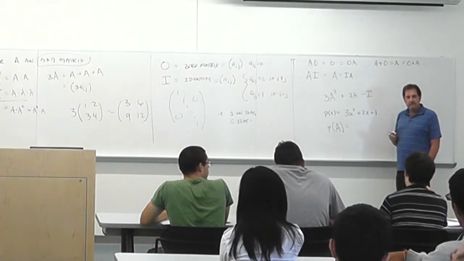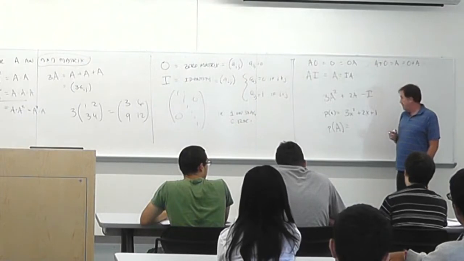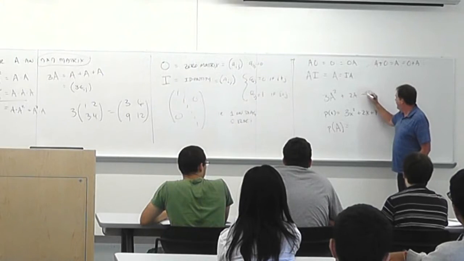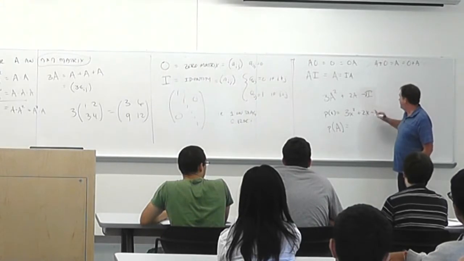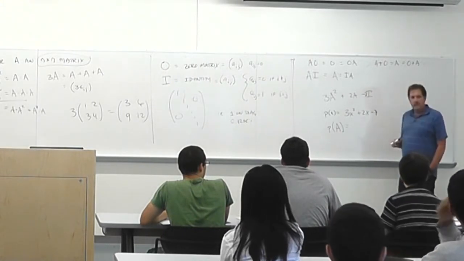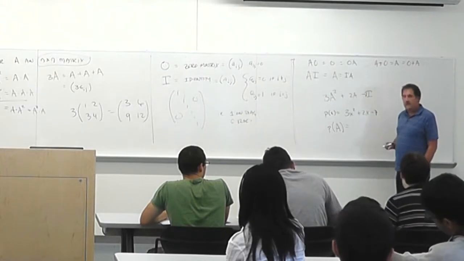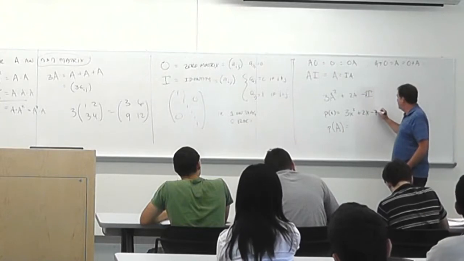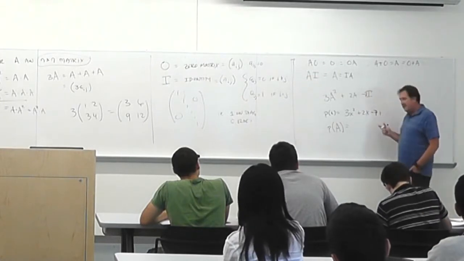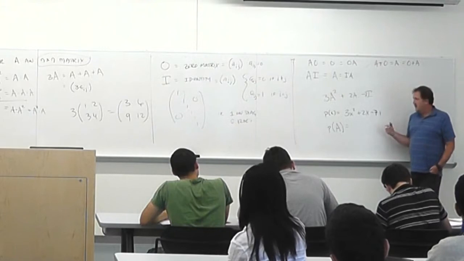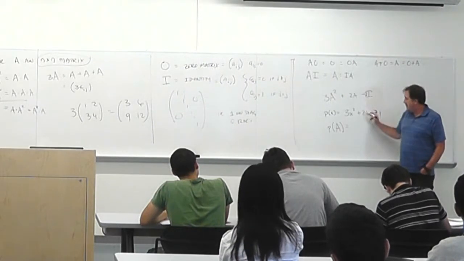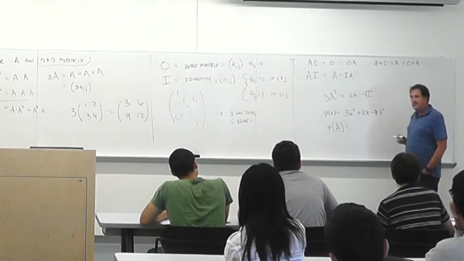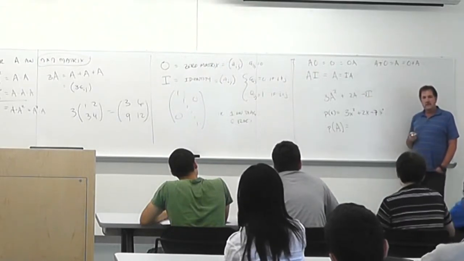Yeah? You would have like 3x squared plus 2x plus 7, that'd be plus 7I. Yes. Okay. So if I put a 7 here, so this is P of A. We replace the 1 here with the identity. So the generalization is the powers of x become powers of A, and we think of the constant term as x to the 0, which is the identity matrix.